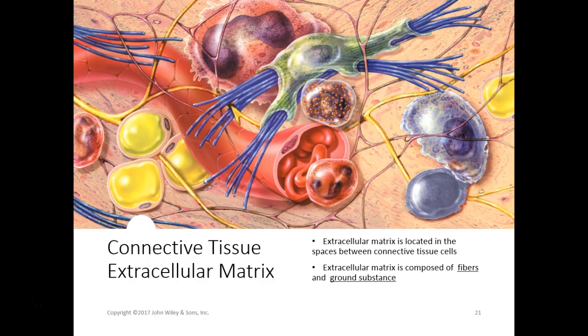Now let's look at the connective tissue extracellular matrix. So the extracellular matrix is what is located between the cells of the connective tissues. Okay, so here we see some of the cells that we just talked about, and then you see these stringy little things. Those are going to be fibers. All the background stuff is extracellular matrix, which includes the ground substance, the sort of jelly type stuff, I guess you could say, and all of those fibers. So extracellular matrix, again, is composed of the fibers and the ground substance.